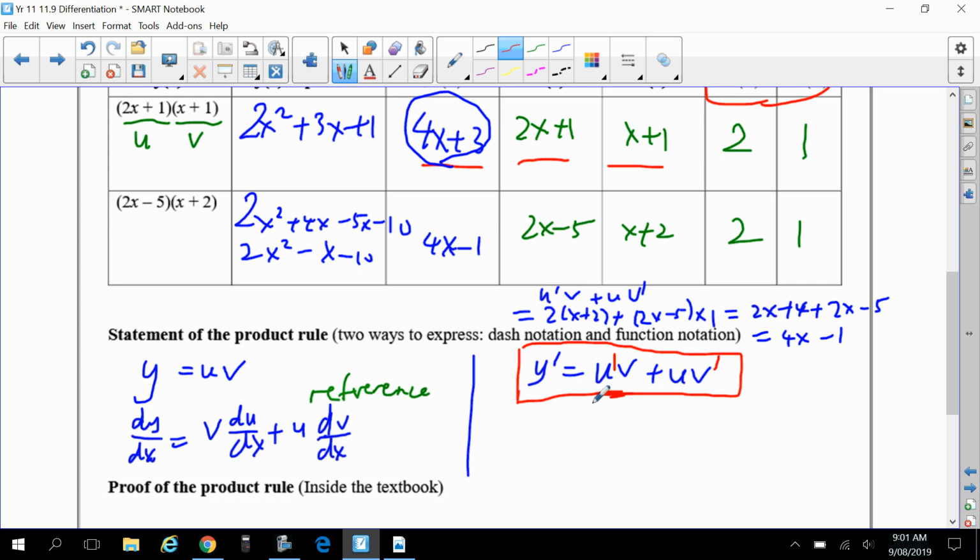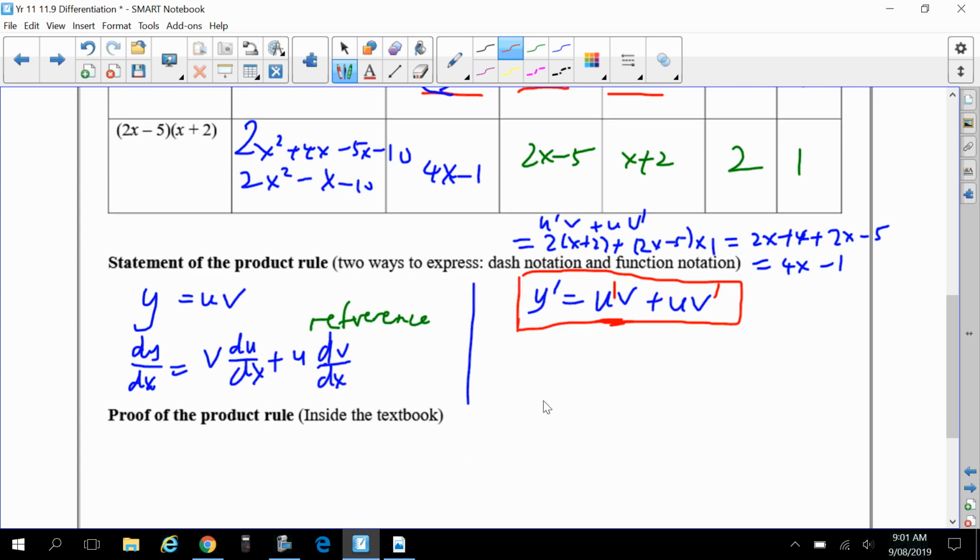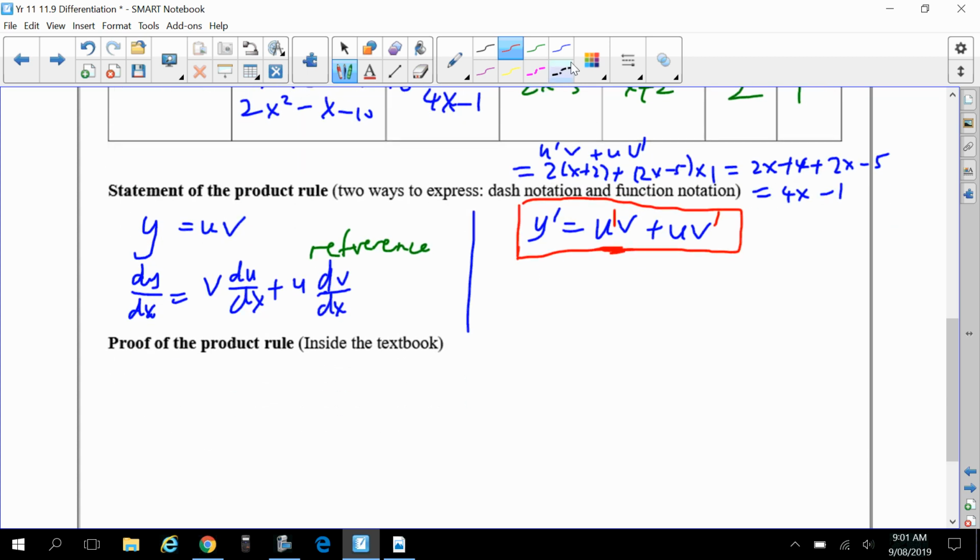On your textbook, there is a proof. When I was young, I was obsessed with proof. But again, I don't think it's examinable, but it's good to know how to do it. I will just start you off. I won't do the whole thing. So the proof is just doing this.